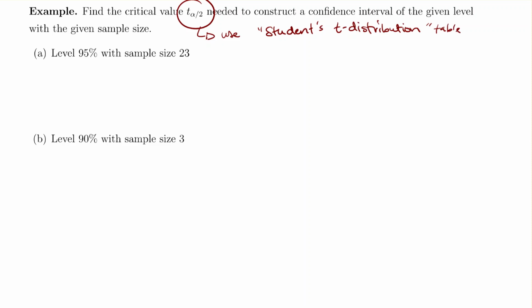And we're asked to construct the confidence interval for the given sample size at the given level. So here I've got 95% with a sample size 23. I know when I'm dealing with the student's T distribution level, you immediately take the sample size and you find the degrees of freedom. Degrees of freedom is 1 less than the sample size, so here that's 23 minus 1 is 22 degrees of freedom.